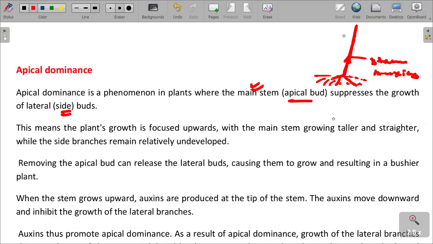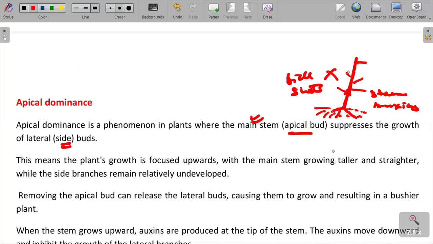So this is the main stem that we are talking about, and there are no side shoots that can develop. Side shoots or lateral buds are suppressed, cancelled out. They don't exist when we talk about apical dominance. What this means is that the plant growth is focused upwards. Our plant is growing from this level, and it keeps on growing upwards.